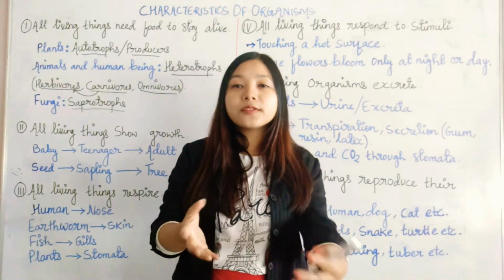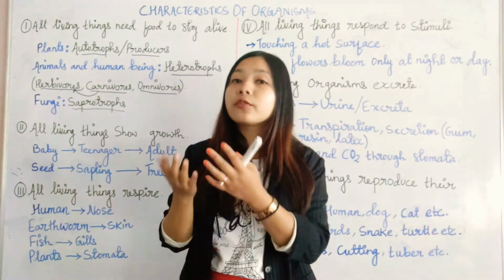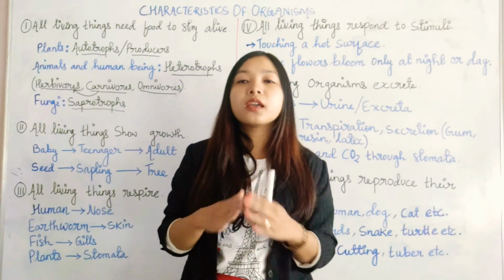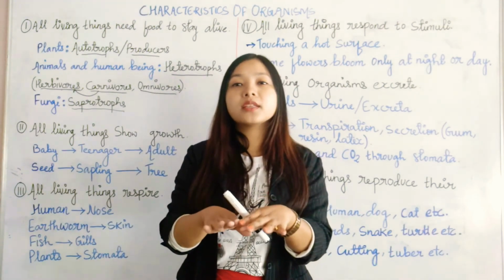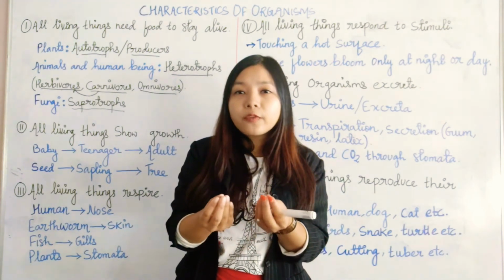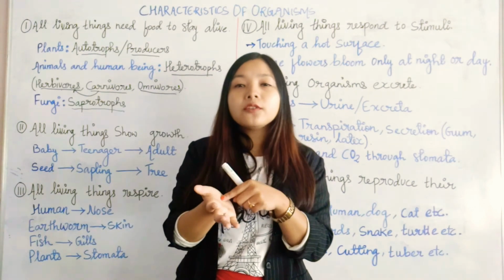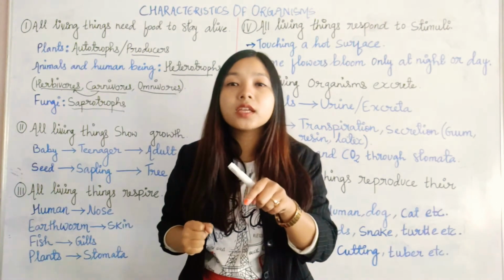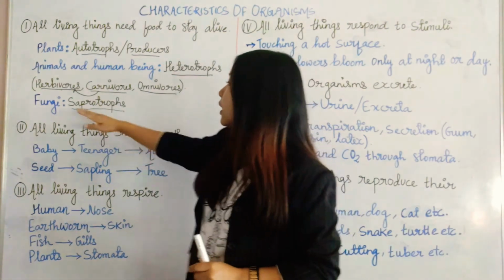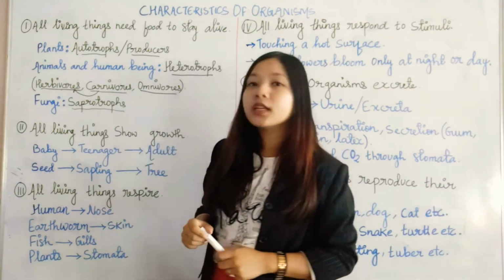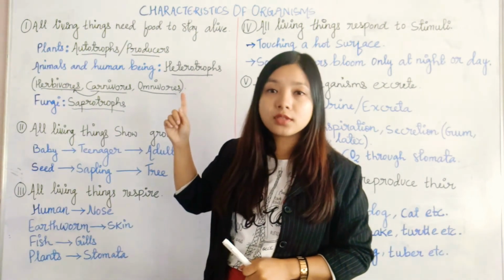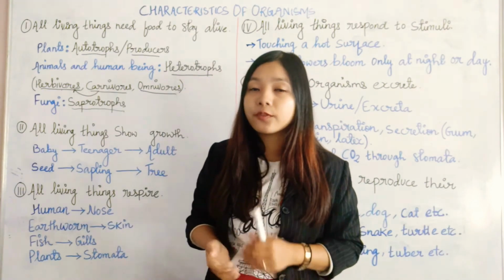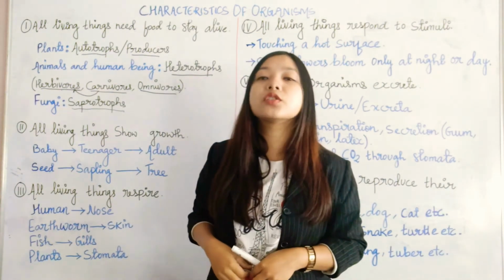For example, if the dead body of an animal or a plant is placed somewhere, there you will see some fungus grow. That fungus absorbs its nutrients, its food, from that body. So they are called saprotrophs. This is one of the characteristics of living organisms. That means they need food to stay alive, from which they get energy which is utilized in their body.